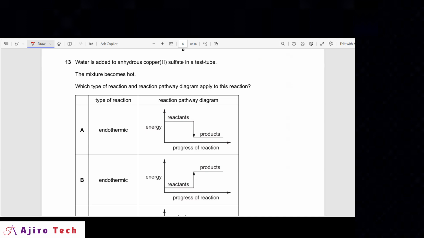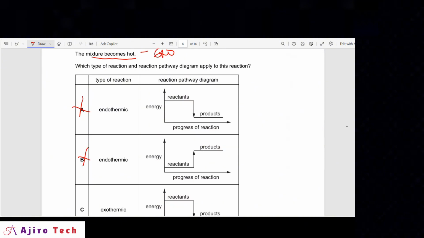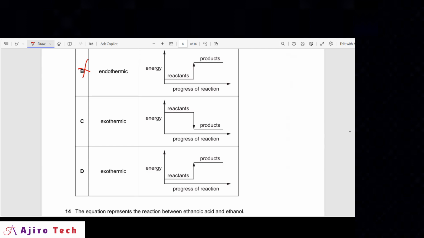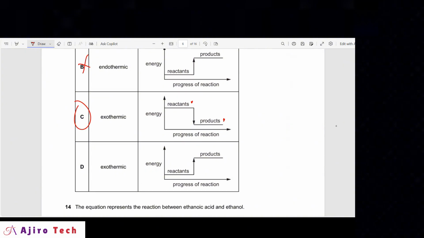Water is added to anhydrous copper(II) sulfate. The mixture becomes hot. That tells you it's exothermic; heat is released to the surroundings. So what type of reaction? Definitely not endothermic. It has to be exothermic because heat is given off. For it to be exothermic, the energy of the reactants should be higher than that of the products, and that's what makes C correct. So this should be higher than this, so that when you do the subtraction, you get a negative change in enthalpy.